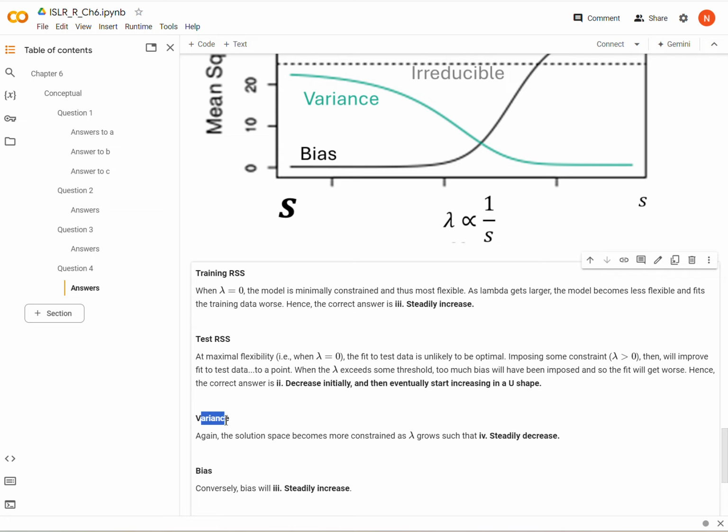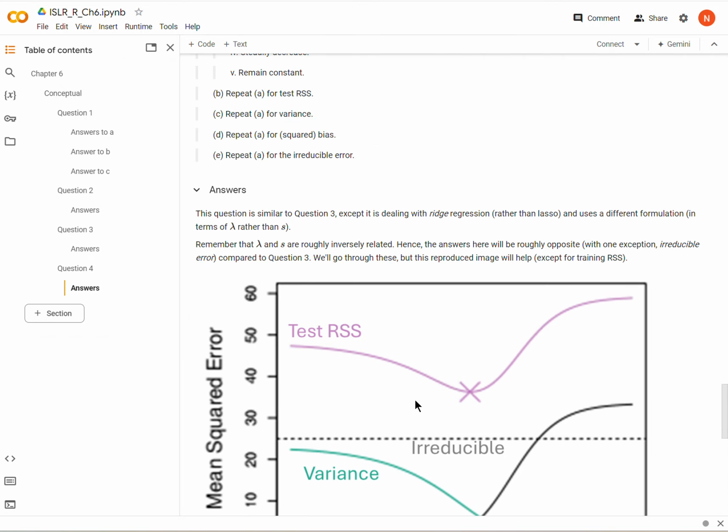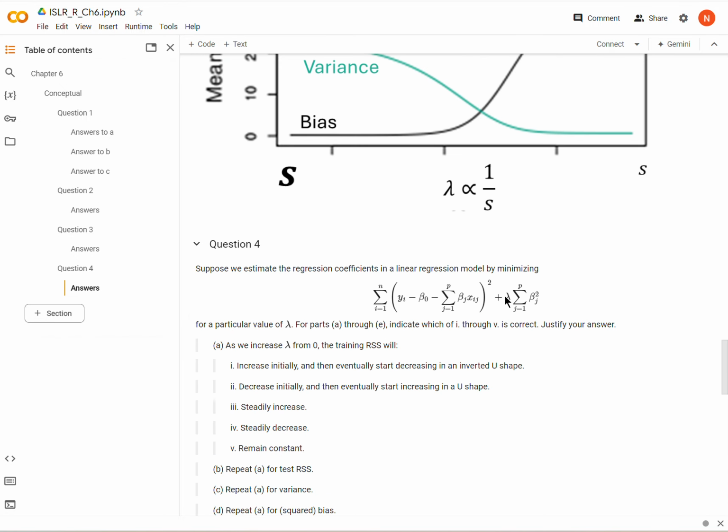Okay, so now let's talk about the variance. We've been talking in terms of being more or less constrained, based on this lambda value. Another way that we could think about that is flexibility. When lambda is 0, the model is its most flexible, its least constrained. So this means that at low values of lambda, being less constrained and more flexible, there's a larger possible solution space, and so there's going to be greater variance.